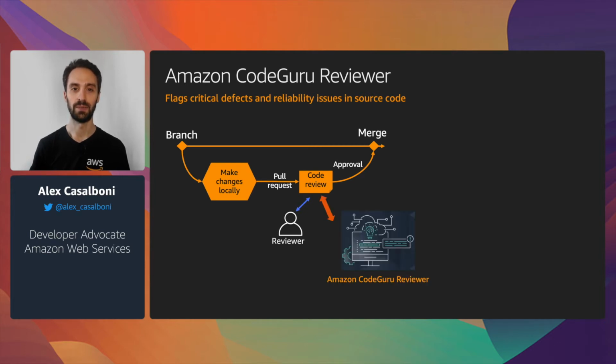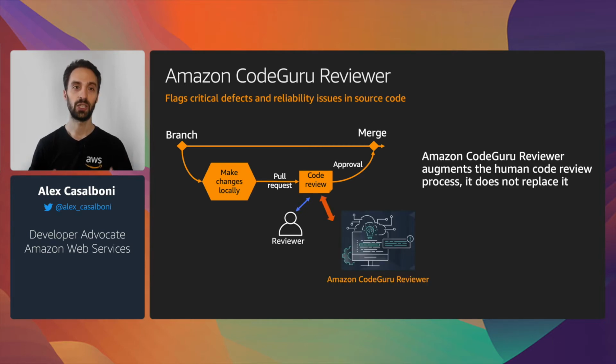The idea here is that you integrate CodeGuru into your versioning system. It could be a Git repository, for example. So you work on your branch, you make changes locally, then you open a pull request. What happens now is that you, your team, your peers will go and review that code. Well, CodeGuru is going to join you there and add comments and help you with the process of reviewing this new code.